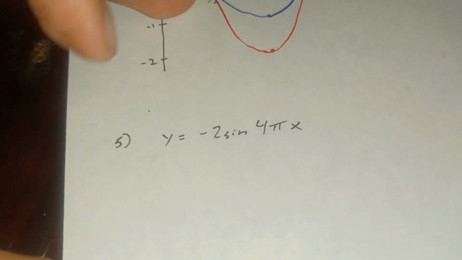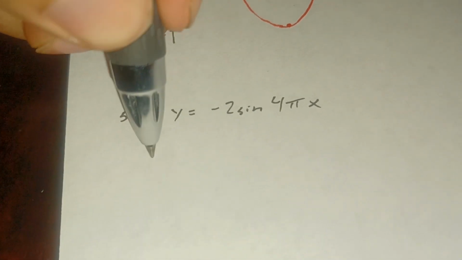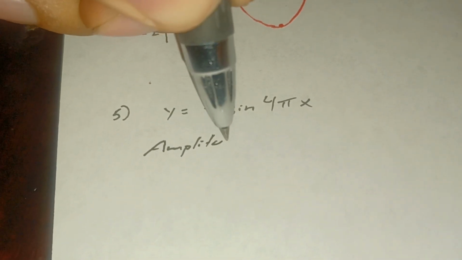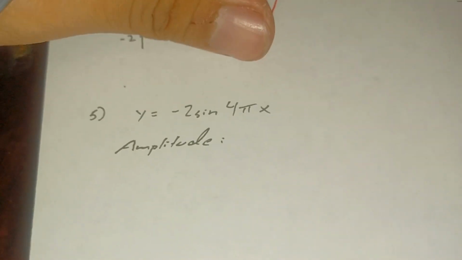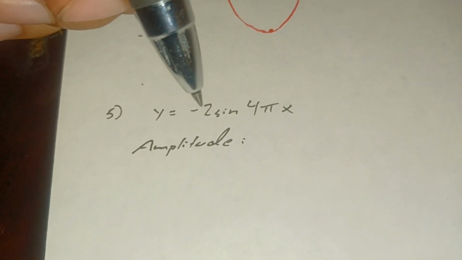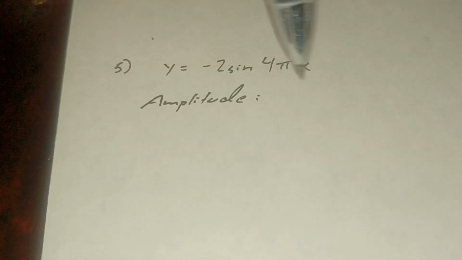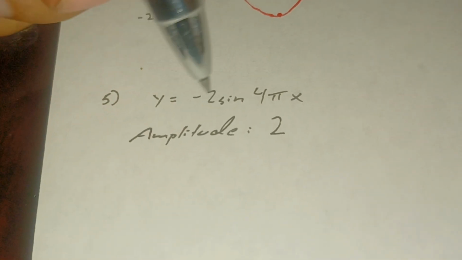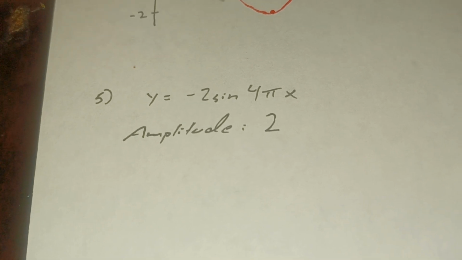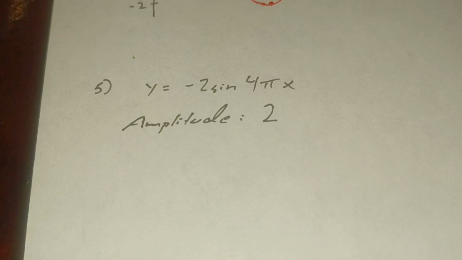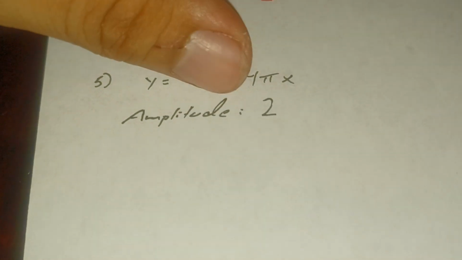Again, we're going to find our amplitude. Like I said, we cannot have negative amplitude. So this is going to be, you guessed it, an amplitude of 2, because we're going to go all the way down to negative 2 and all the way up to positive 2. So that's what this means by amplitude. We can't really have a negative amplitude here. So it's going to be an amplitude of 2.